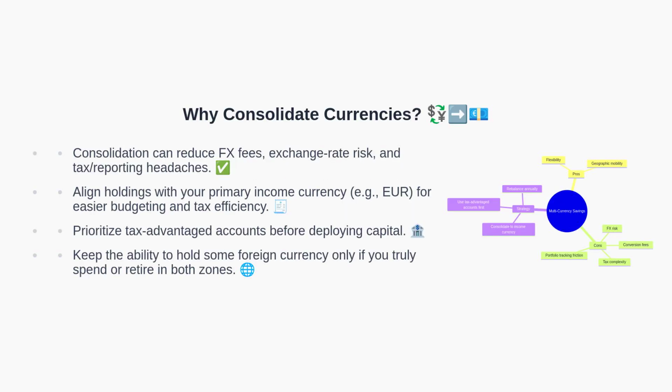Now let's consider consolidation. Holding significant savings across both EUR and USD introduces conversion costs and exchange rate risk as your portfolio grows. By consolidating into your primary income currency, for example EUR, you can reduce fees, simplify tax filings, and streamline tracking. You should also prioritize contributions into tax-advantaged accounts before investing in taxable accounts. However, if you genuinely plan to spend or retire across both currency zones, maintaining some foreign currency exposure can still be appropriate. With currency simplification in mind, we can now map the decision process.